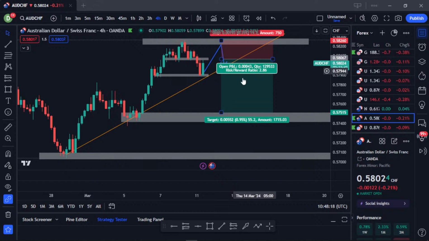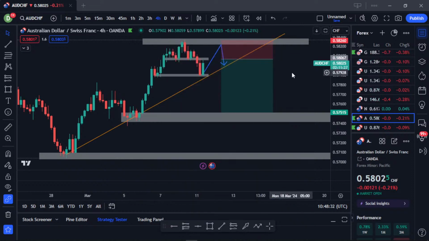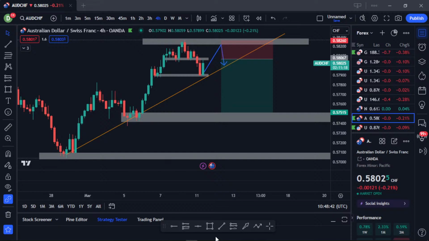So here's the order I will give you on Australian dollar franc. Place a sell order at 0.58067. Your take profit at 0.57515, and then your stop loss is at 0.58260. So this is a short order I'll be looking for on AUDCHF. This is the only opportunity I have on AUDCHF, and that is the only one I can personally recommend. So now that is it on AUDCHF.